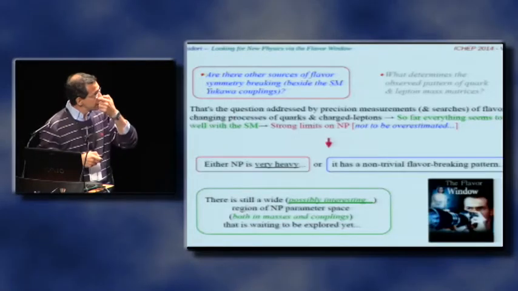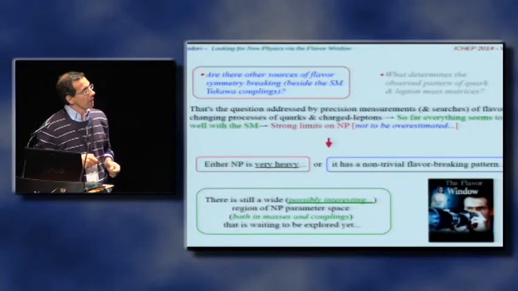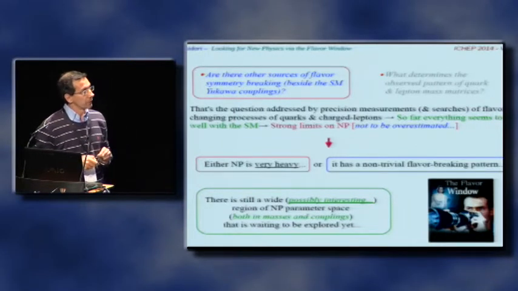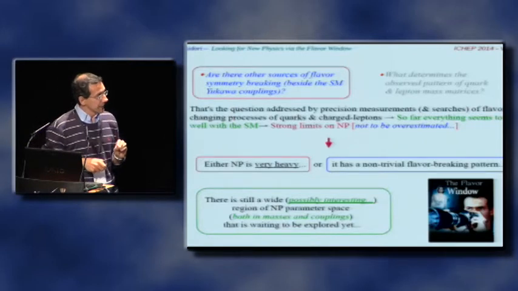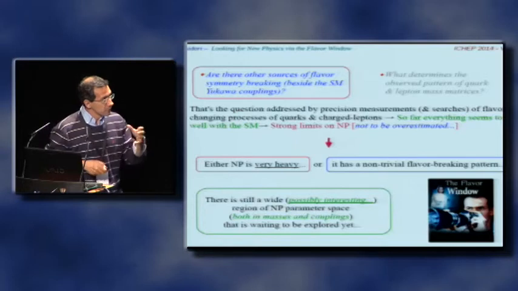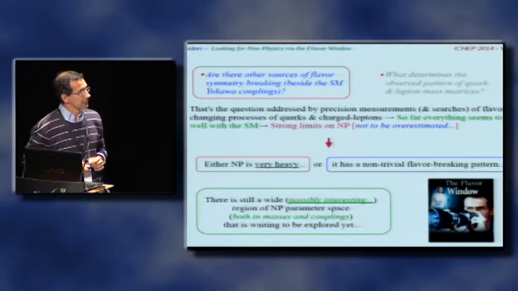And so in general terms, we have these two options which are still open. And what is clear is that there is still a wide and possibly interesting region of new physics parameter space that we have and must explore with flavor physics, both in masses and couplings. So we have to really push forward this field, even with new, more sophisticated instruments, okay, as was discussed before.